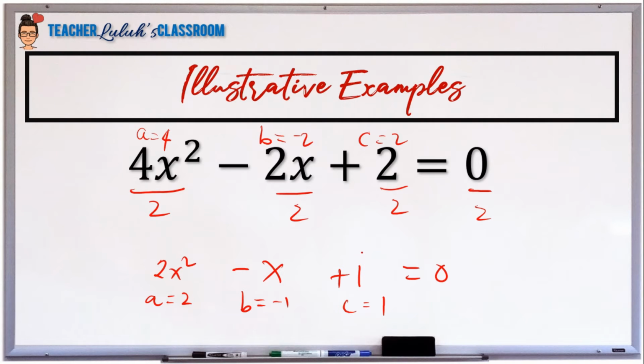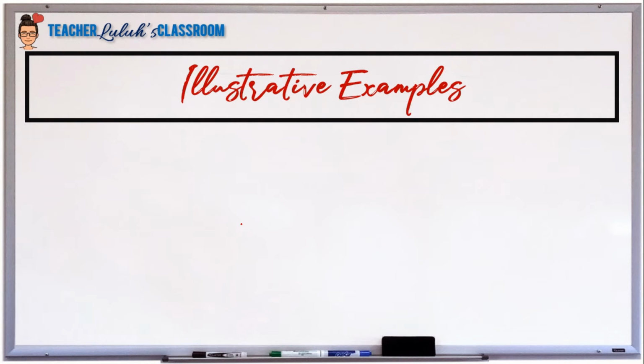If my standard form is 4x squared minus 2x plus 2 equals 0, it's correct. If I have 2x squared minus x plus 1 equals 0, it's also correct. They are equivalent equations. Okay? But if you will identify the coefficients, you have to look at your standard form. If this is my standard form, this should be my coefficients. Let's have more examples.